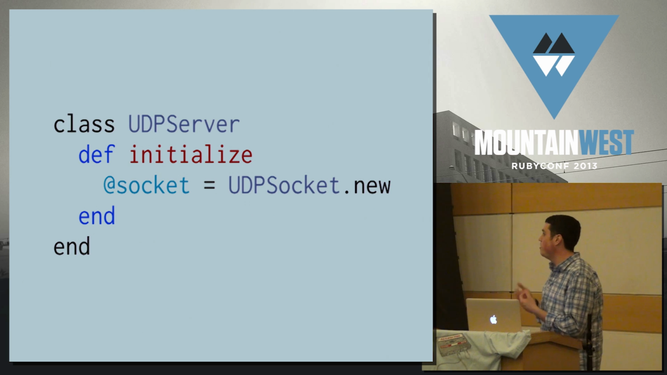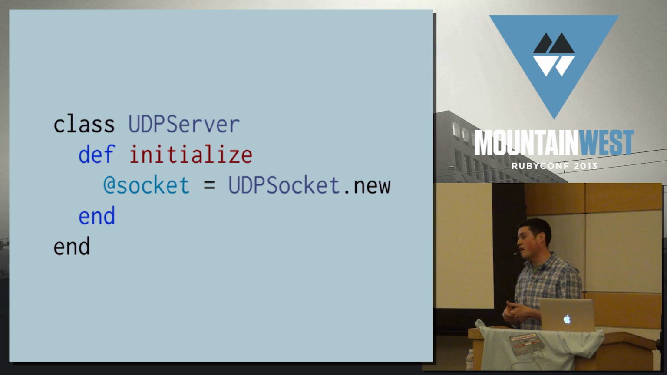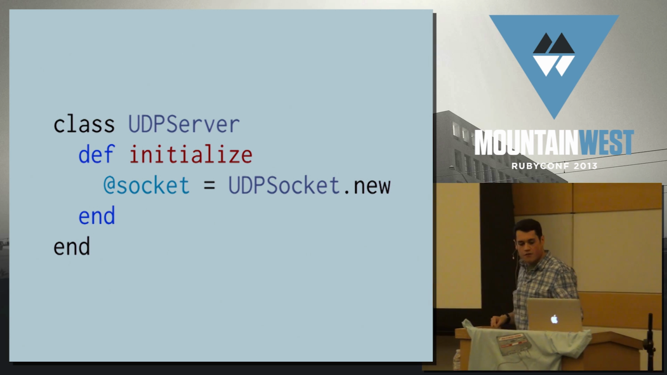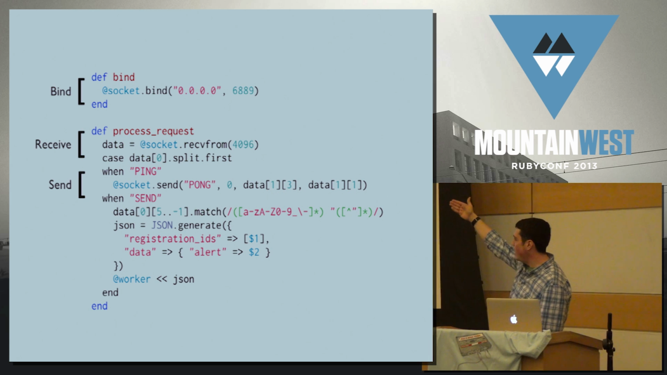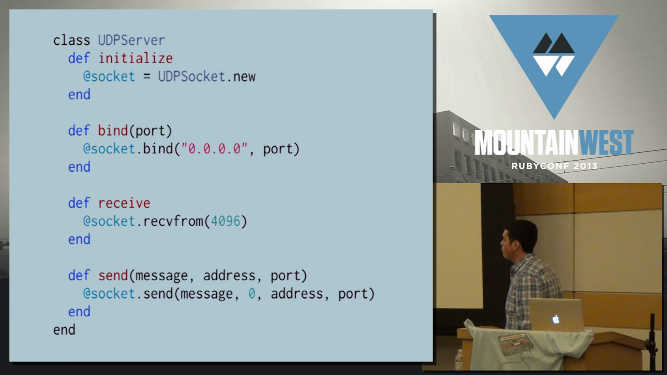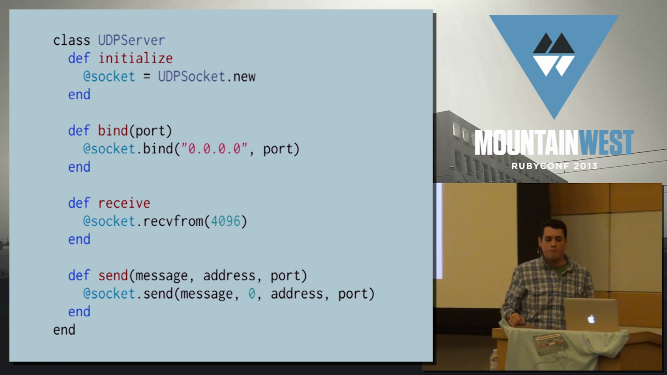So let's create a UDP server. UDP server will hide a socket. A socket's an implementation detail of the UDP server. Next, we're going to look at these three verbs, bind, receive, send, and we'll just give UDP server those capabilities. So we'll add three methods, bind, receive, and send, and it'll pretty much just wrap a socket for now.